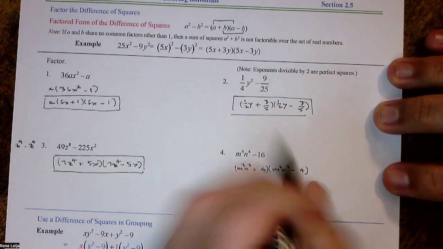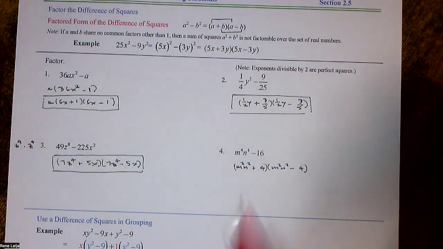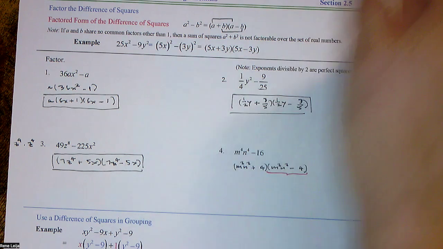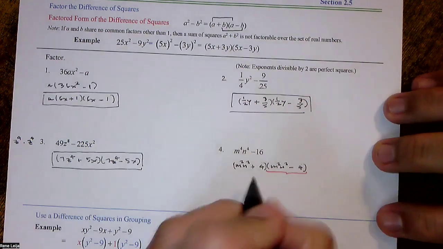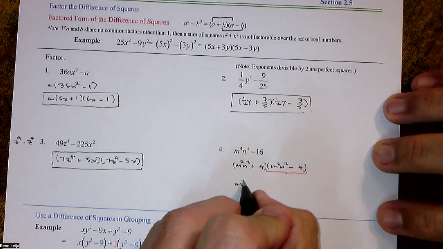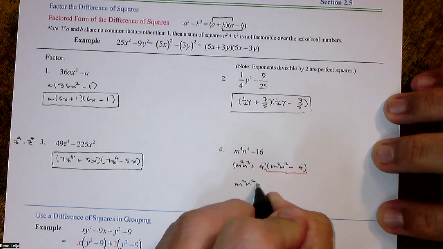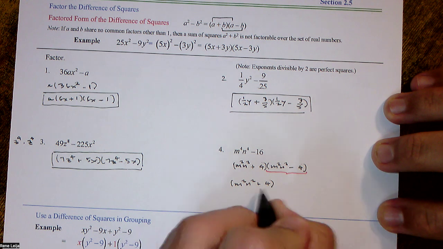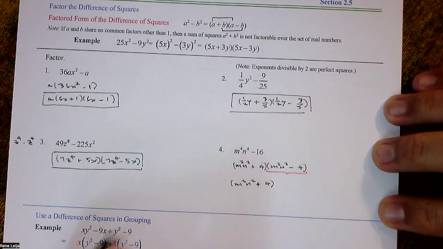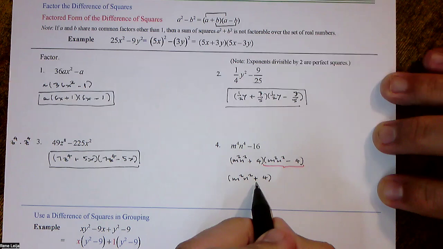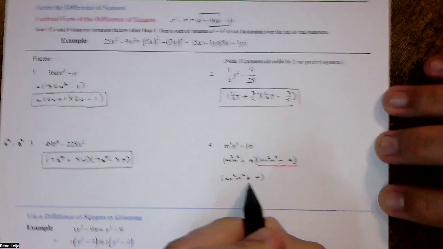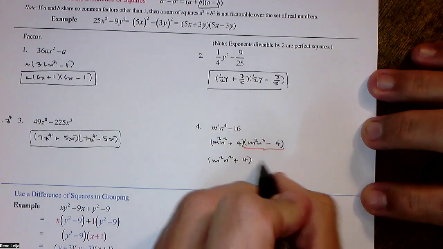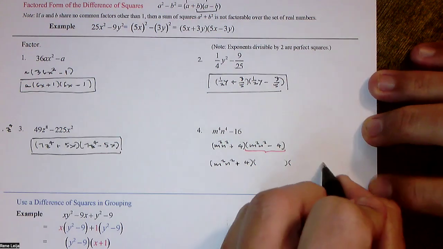However, this is another difference of squares. Now, I know what you're thinking. It's like, well, how come that one is a difference of squares and I can break that one apart, but this one I can't? This is a sum of squares because of the plus sign, and we can't factor a sum of squares. You can only factor a difference of squares. So that means this is going to be broken apart.